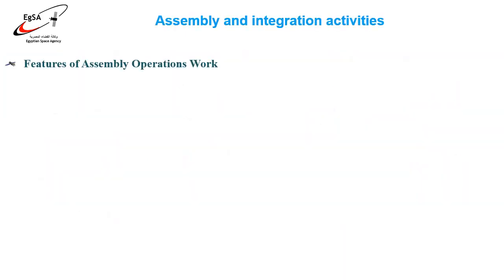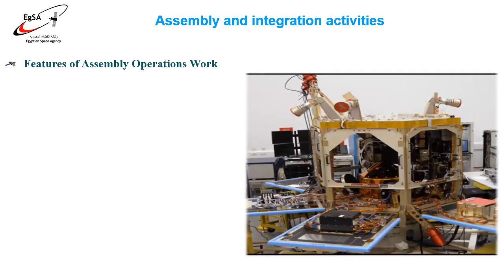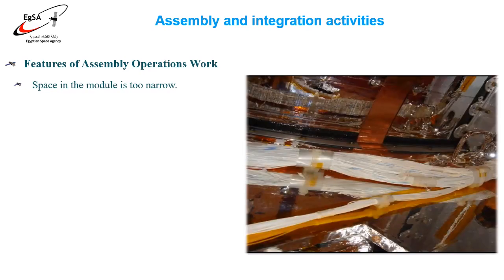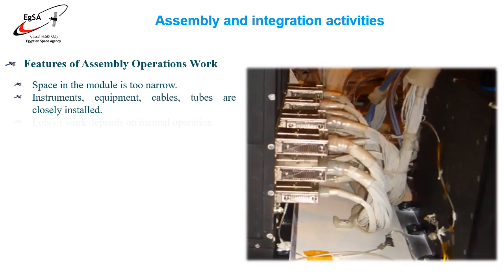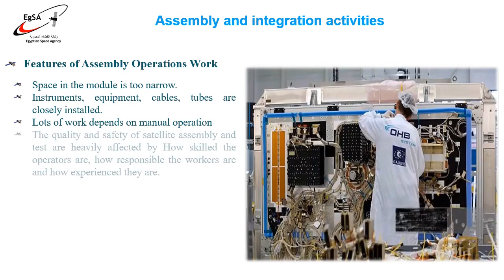Some worthy to mention features regarding the assembly operations are as follows. Space in the module is too narrow. Instruments, equipment, cables, tubes are closely installed. Lots of work depends on manual operation.